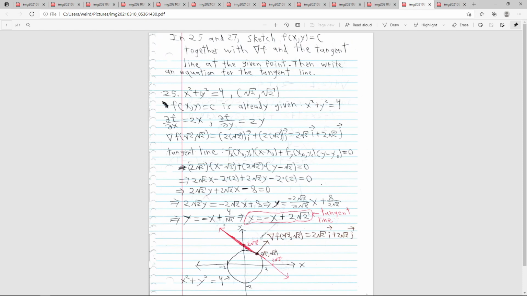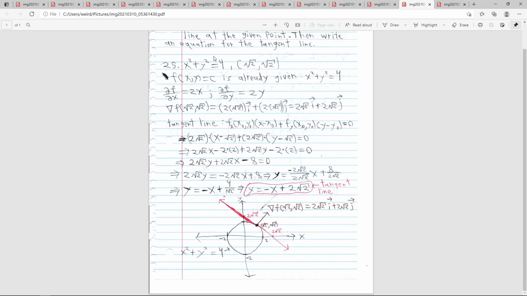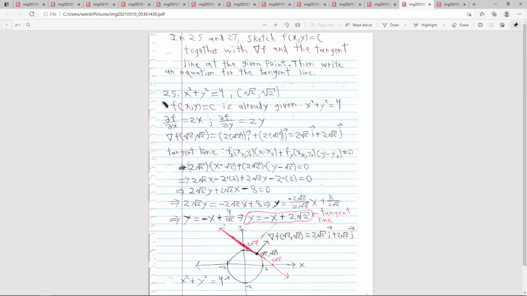You notice by now, 2x and 2y are the simple partial derivatives. This is a constant on the side. You can technically subtract 4, but it'll be the same thing. You can write it like that, but you can just take it right away. Square root of 2 is the point we have to plug in for. So it's just 2 square root of 2 i plus 2 square root of 2 j. So that's your gradient.